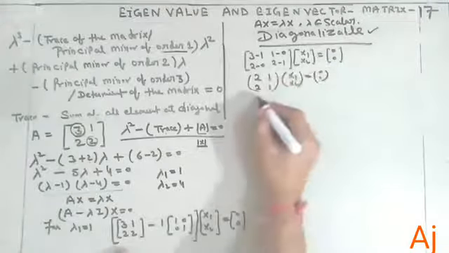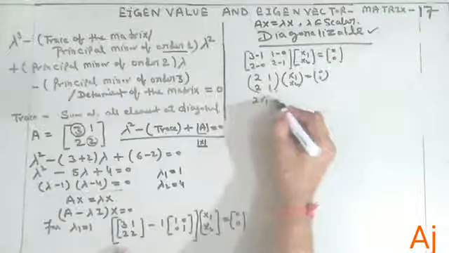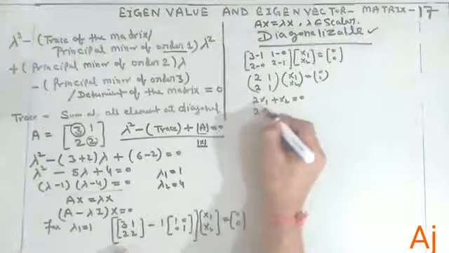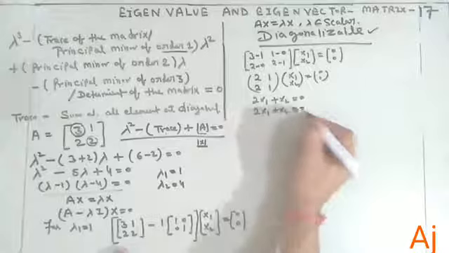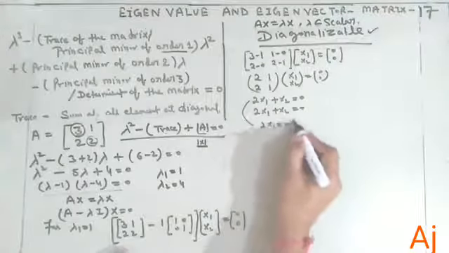Now compare. Multiply this to this, then you will get 2x1 plus x2 is equal to 0. Multiply this and this, then you will get 2x1 plus x2 is equal to 0. So both are the same, so you can take any one. So 2x1 is equal to minus x2.